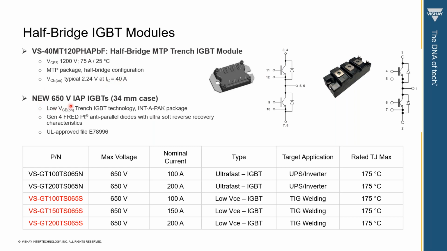Our new one is the 600 volt IAP IGBT module. We have a low VCE and it uses our Gen 4 anti-parallel diode. Okay. And this is a table with the available part numbers. The junction temperature can be up to 175 degrees C.